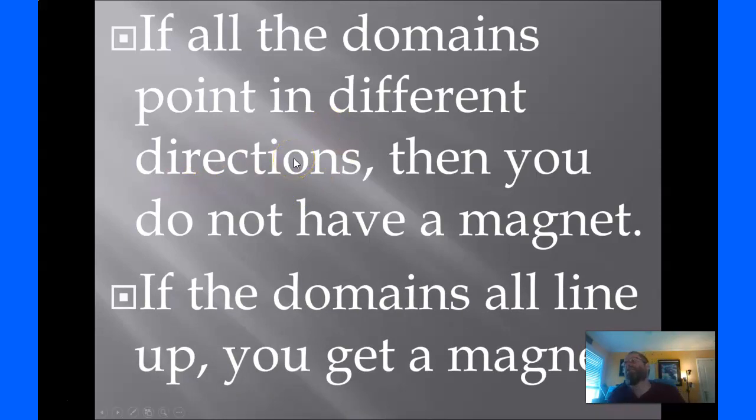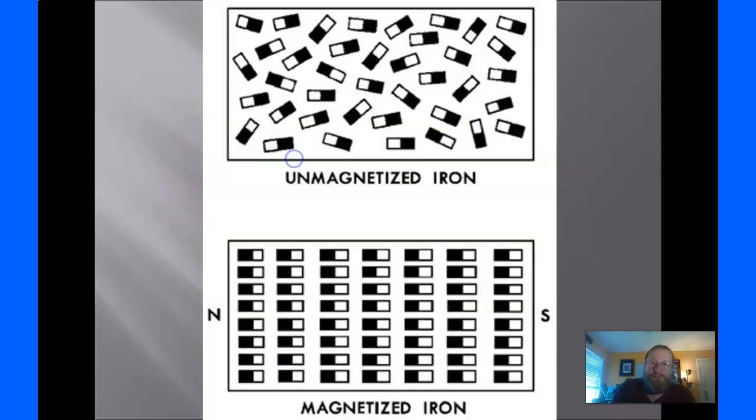Pause, write that down, then come back. Here we go. So this picture here, unmagnetized iron. This picture here, magnetized. These tiny little magnets represent domains within the chunk of iron. And they're all pointing in different directions, so they cancel each other out.